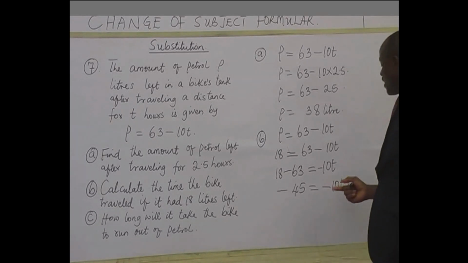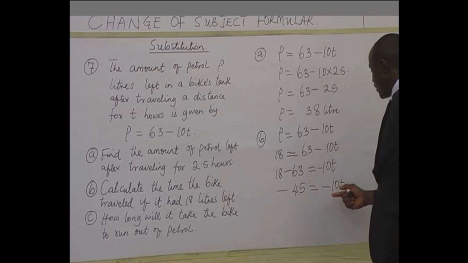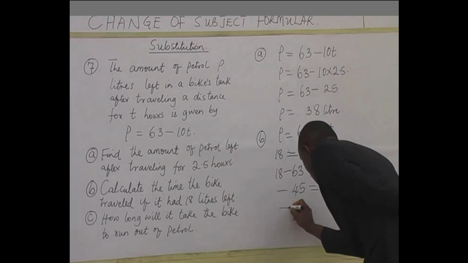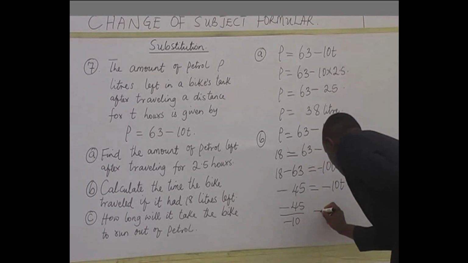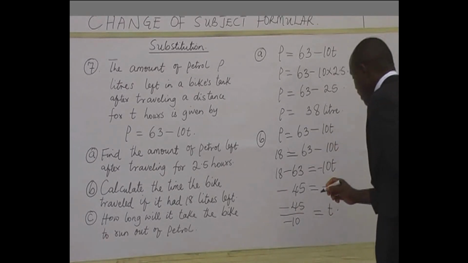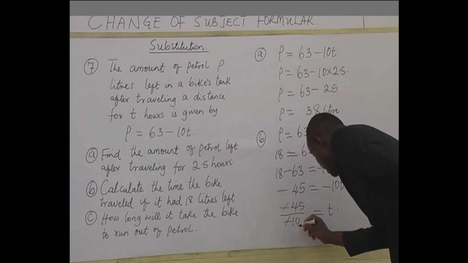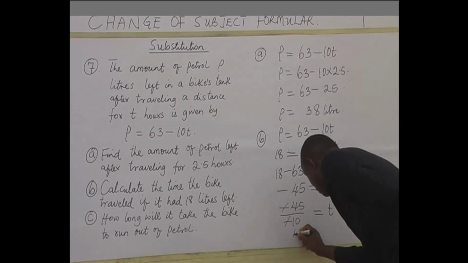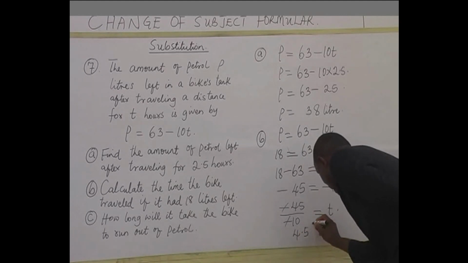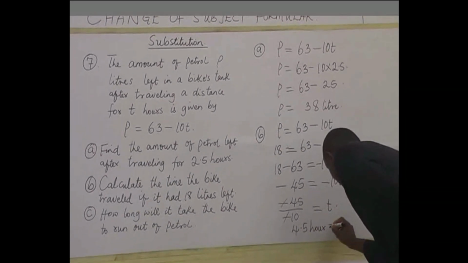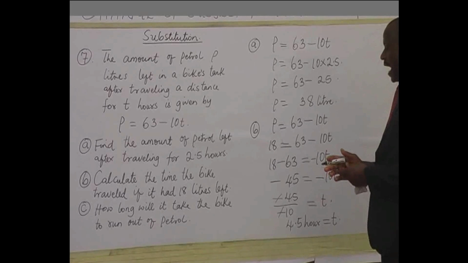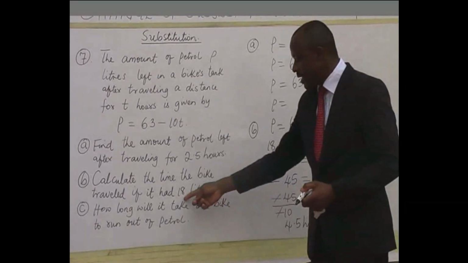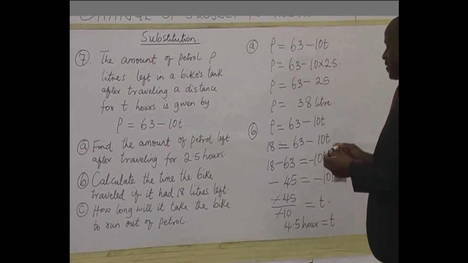Now, divide both sides by minus 10 so as to eliminate minus 10 from the right-hand side of the equation. So minus 45 divided by minus 10 will now be equal to T. Minus will first of all cancel minus. 45 divided by 10 will give you 4.5 hours. And that is the time it took to travel and have 18 liters of fuel left in the tank of the bike.